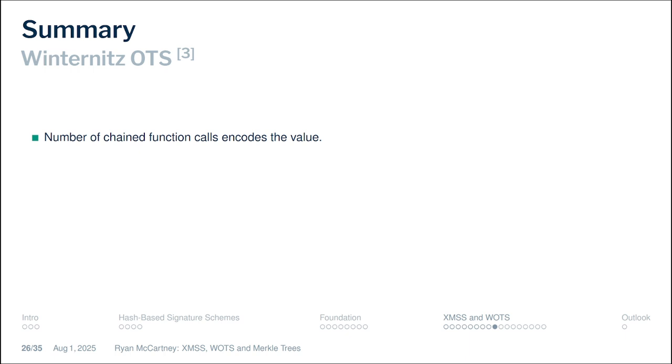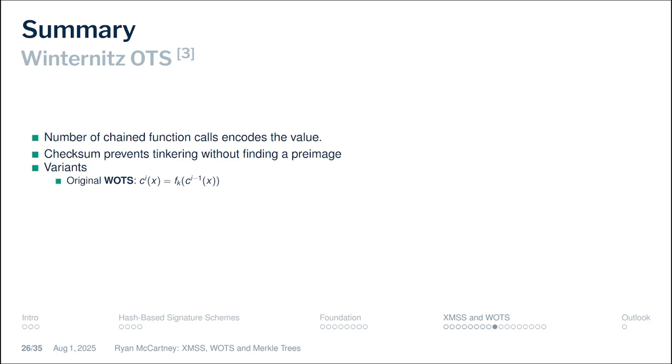And a summary for Winternitz's one-time signature, we can say the number of chain function calls encode the value. The checksum prevents tinkering without finding a pre-image, and is important for the proof also. And now just a quick overview about the variants we have talked about.